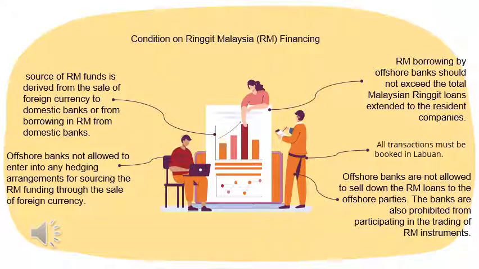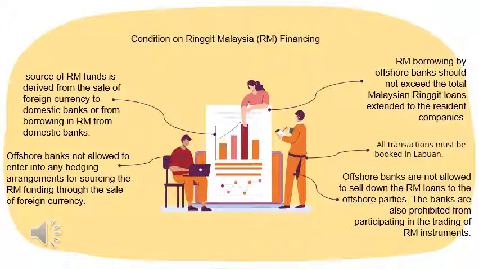There are a few conditions on Malaysian ringgit financing. Firstly, the source of Ringgit Malaysia fund is derived from the sales of foreign currency to domestic banks or from borrowing in Ringgit Malaysia from domestic banks. And secondly, offshore banks are not allowed to enter into any hedging arrangement for sourcing the Ringgit Malaysia funding through the sales of foreign currency.